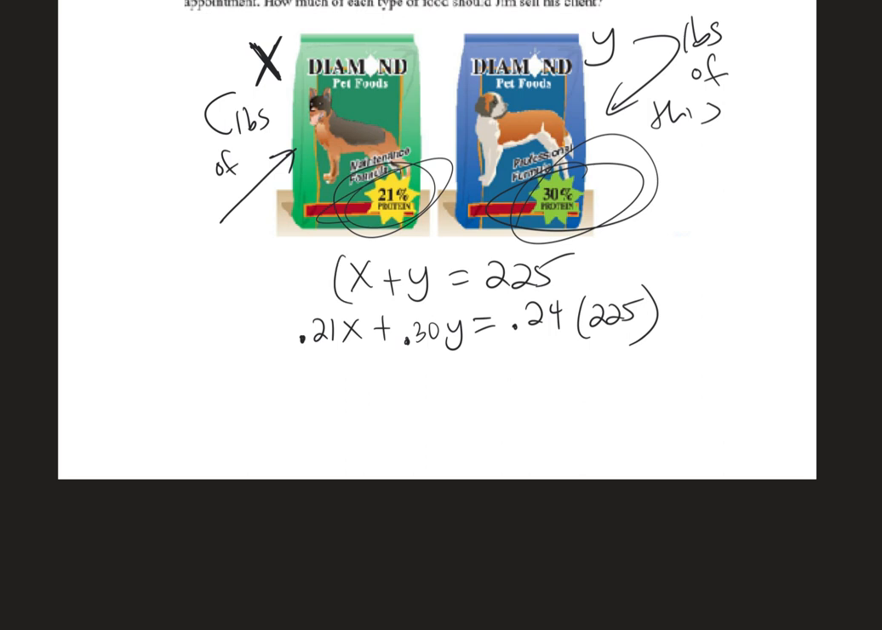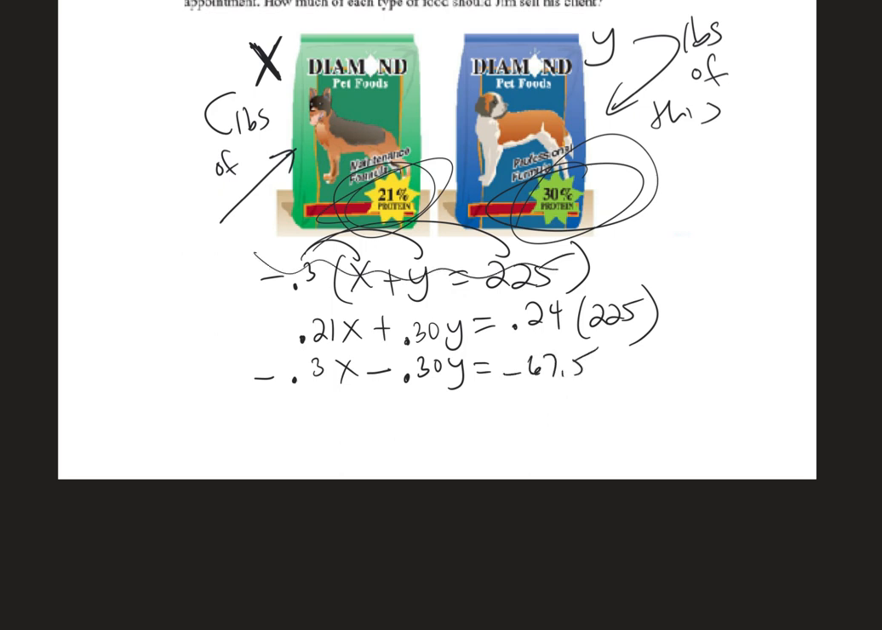I'm going to go ahead and multiply this whole top row by either negative 0.21 or negative 0.3. That way I can eliminate one of my variables. Let's do negative 0.3. I'm going to distribute it to each piece. So I have negative 0.3x minus 0.3y equals 0.3 times 225, which is 67.5, so negative 67.5.